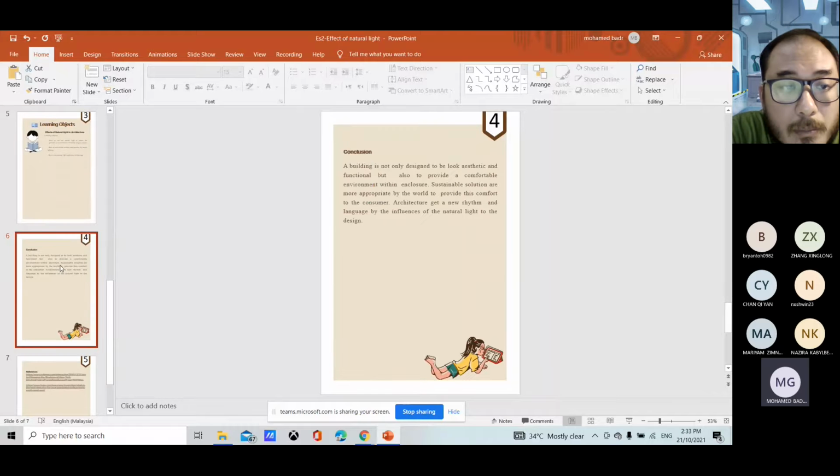As a conclusion, a building is not only designed to look aesthetic and functional, but also to provide a comfortable environment within the enclosure. Sustainable solutions are more appropriate for the world to provide this comfort to the consumer. Architecture gets a new rhythm and language by the influence of natural light on the design. And that's all.